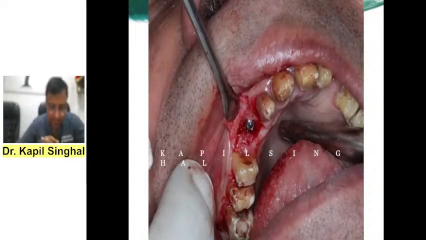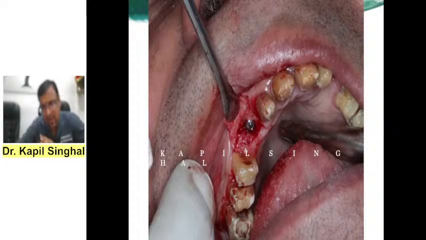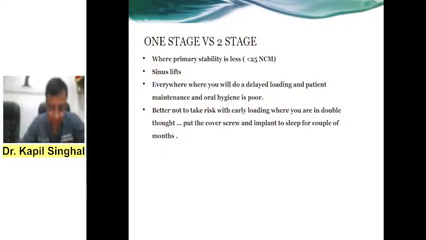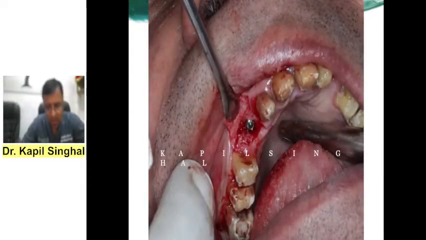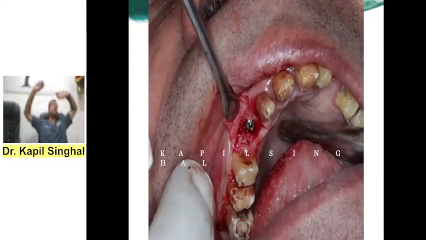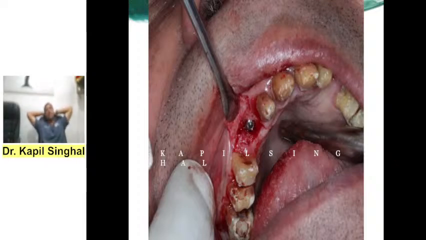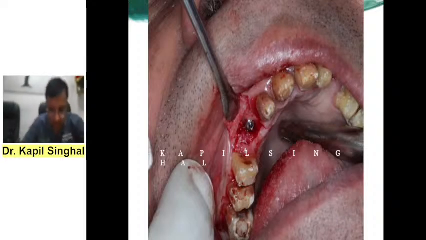Now I have placed a cover screw over my implant. इसमें हमने क्या किया? We placed a cover screw over the implant and we close the site. If I place a cover screw right now and I close the site, after 3 months, once my implant will osseointegrate, I will need to uncover my implant. Means मेरे को वापस से incision देना पड़ेगा और उस cover screw को हटा के मेरे को उसके ऊपर क्या लगाना पड़ेगा? Healing abutment or a healing cap.